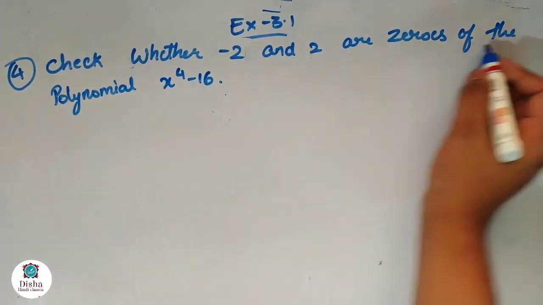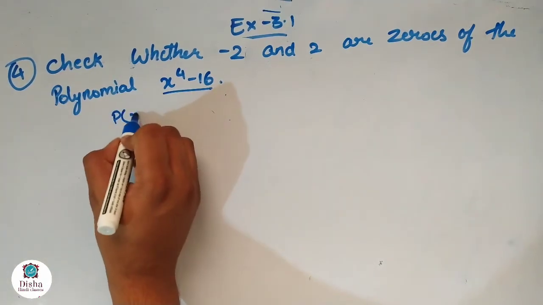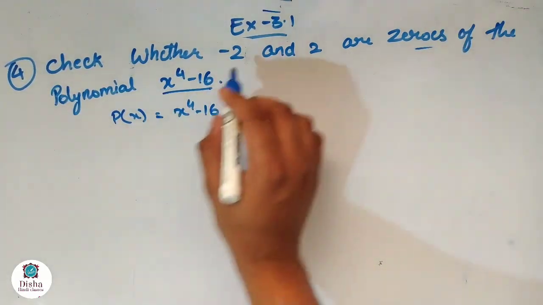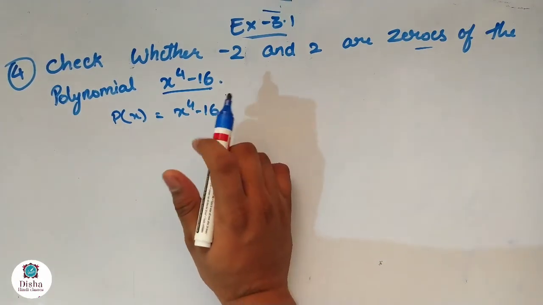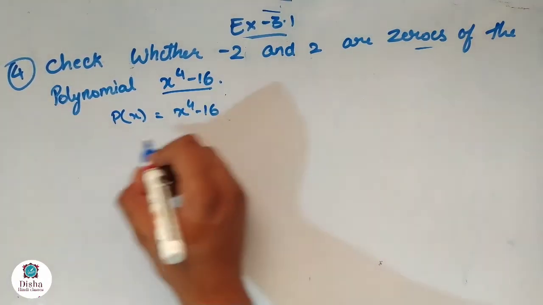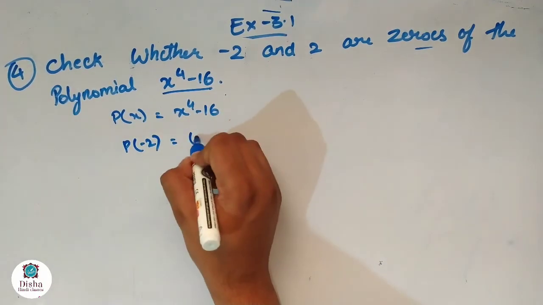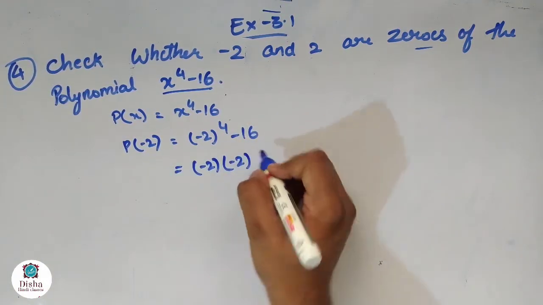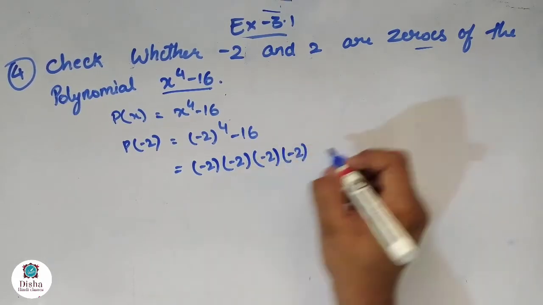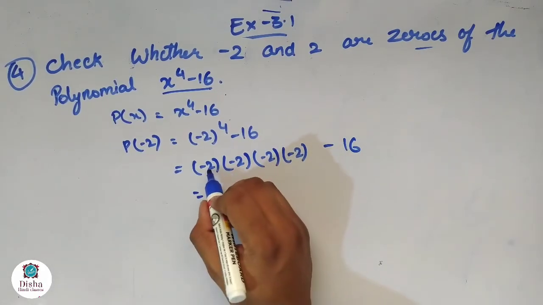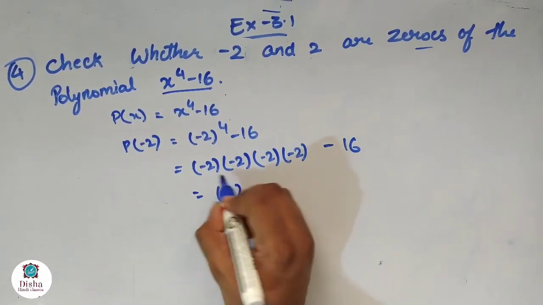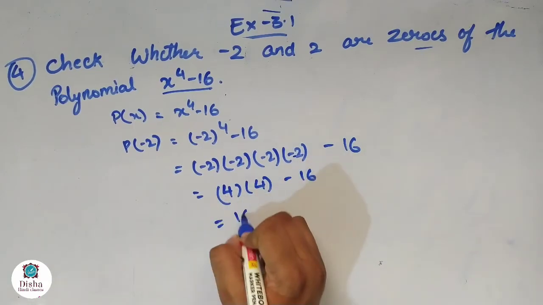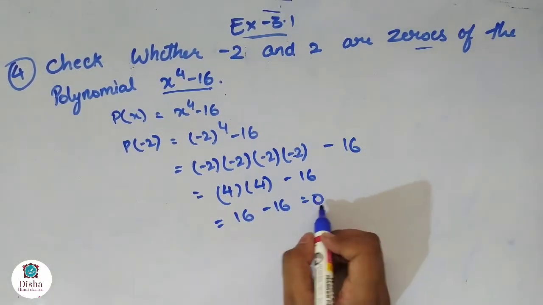Check whether minus 2 and 2 are zeros of the polynomial x power 4 minus 16. So p of x equals x power 4 minus 16. So what are zeros of a polynomial? If you substitute these numbers in this polynomial, then you should get 0. Those values are known as zeros of the polynomial. So p of minus 2. What will you get? Minus 2 whole power 4 minus 16. So here you can write minus 2 into minus 2, minus 2 into minus 2, and minus 16 as a constant outside. Minus 2 into minus 2 will be plus 4. Minus into minus will be plus. Then again it will be plus 4, and therefore minus 16. So 4 fours are 16, minus 16 equals 0.